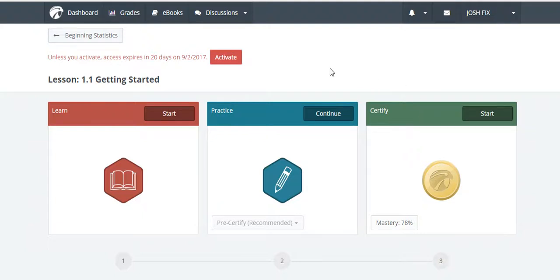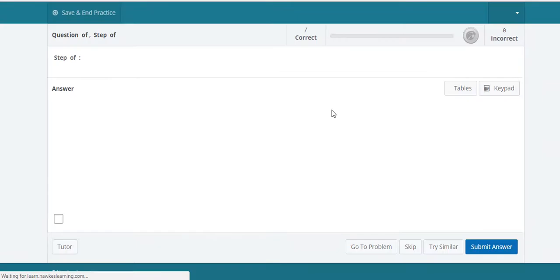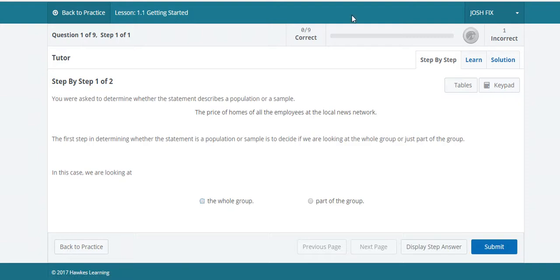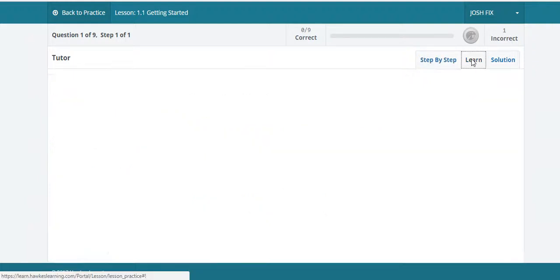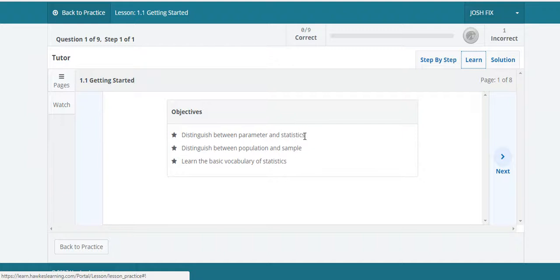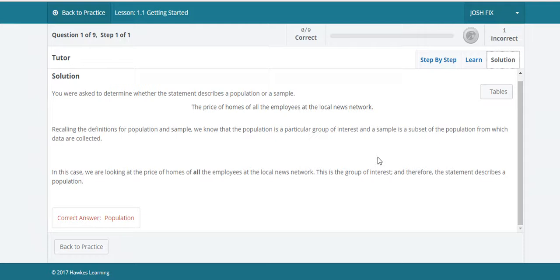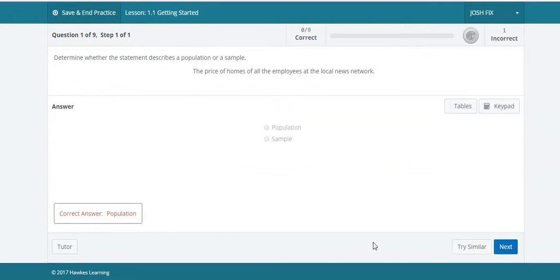What I would do initially is come in here, go into my Practice, and start working through the problems. You can see here that after you've watched the video and taken some notes, you've got the tutor. If you weren't sure, from that tutor button at the bottom left, you have step by step where they're going to walk you through and make you think about it. You've got Learn, which will take you back to where we were a minute ago, or you can go right to the solution. You can jot down some notes, and they give you a brief explanation. When you're done, you go back to Practice and try a similar one.